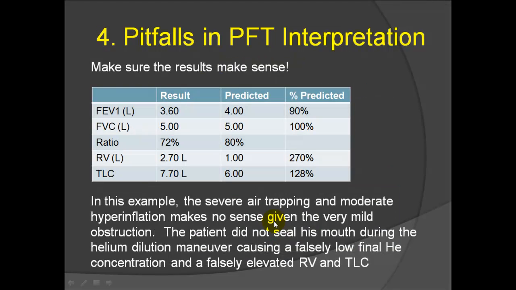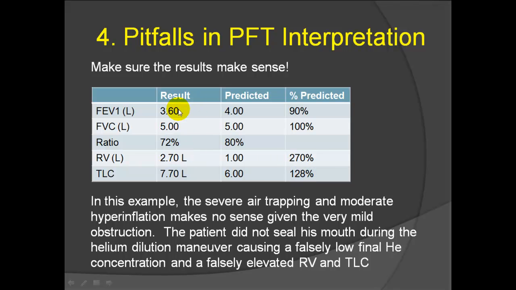The final example of a pitfall is to always make sure the results make sense. In this example, the patient has a normal vital capacity compared to predicted at 5 liters and a slightly low FEV1 with a slightly low ratio indicating very mild obstruction. Yet, the residual volume is extremely high at 270% of predicted and the total lung capacity extremely high at 128%.